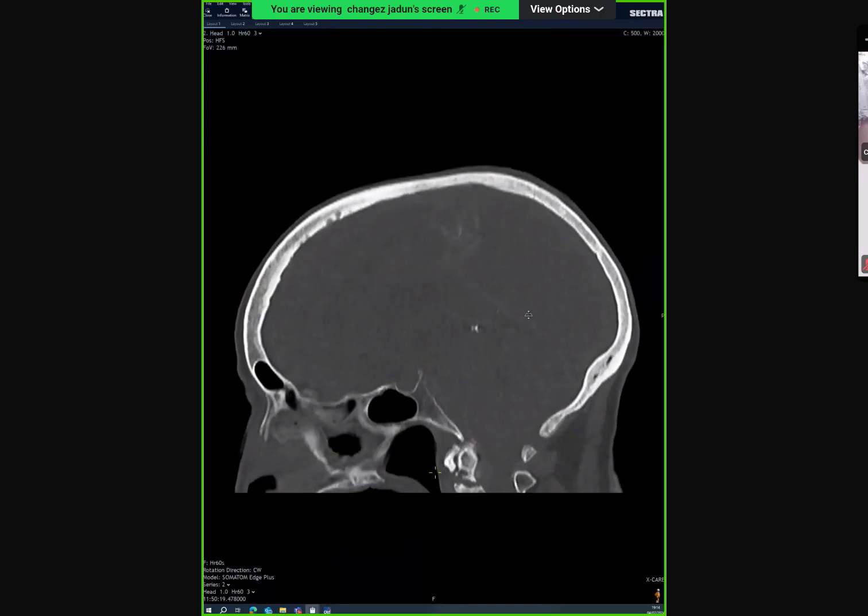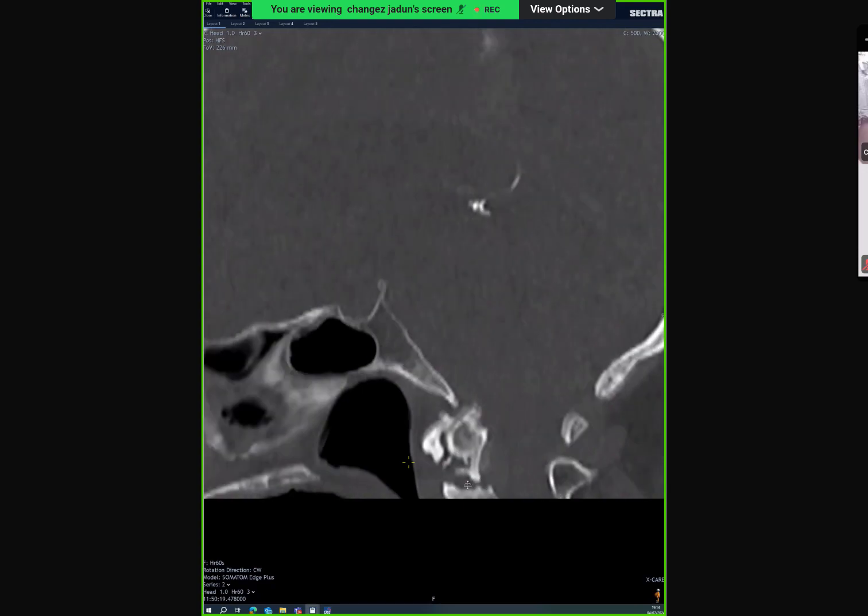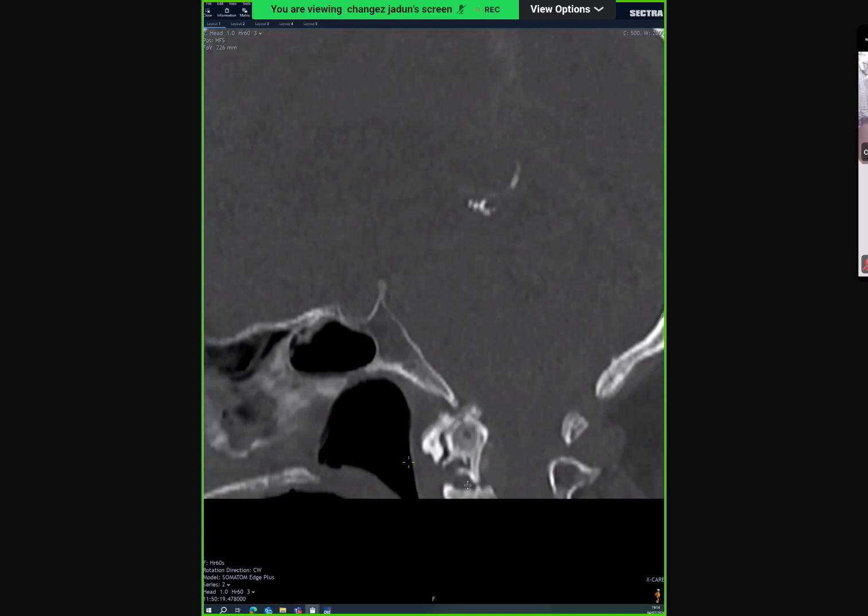So then they will show you the sagittal image. So look at this. What does it show? Which bone is it? This is the odontoid process. This is the base of the dens. So you can see the fracture going through.